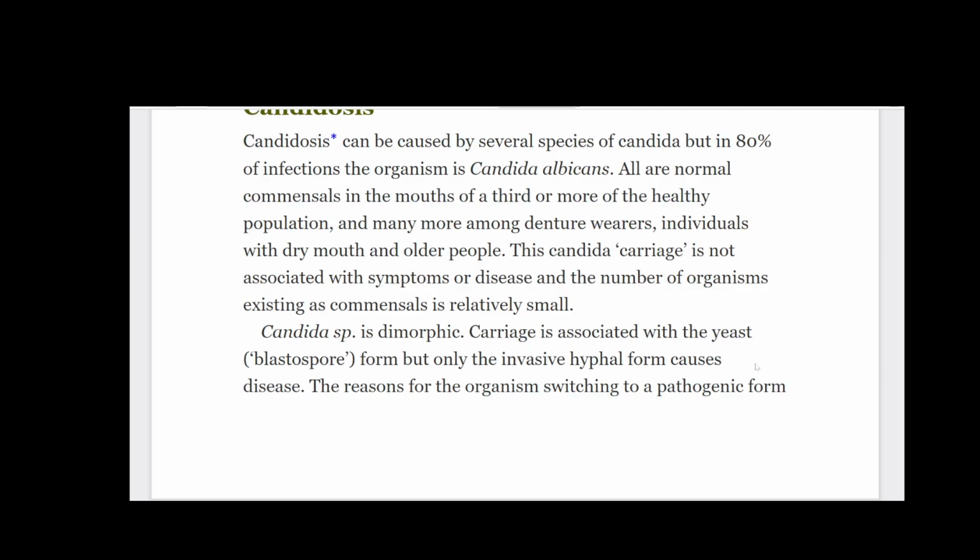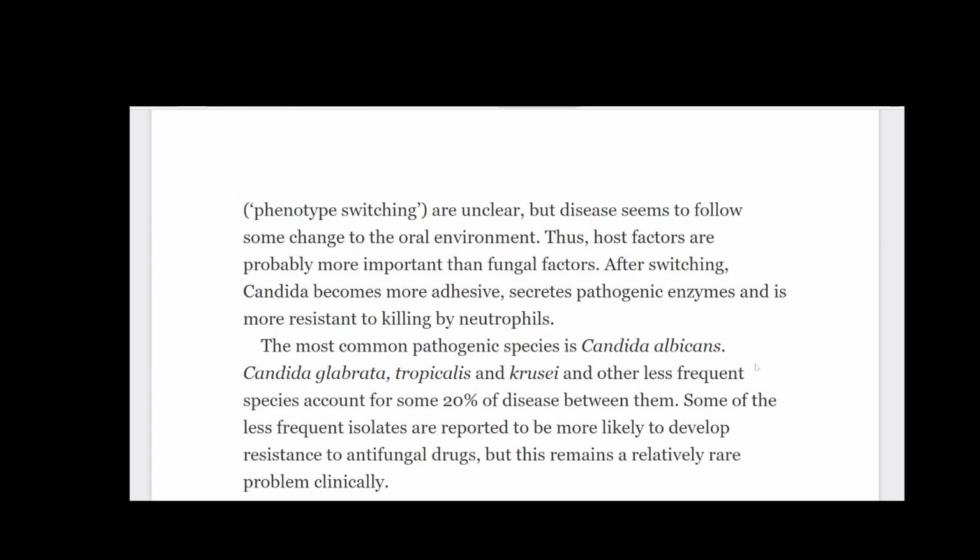The reasons for the organism switching to a pathogenic form, phenotype switching, are unclear, but disease seems to follow some change to the oral environment. Thus, host factors are probably more important than fungal factors. After switching, Candida becomes more adhesive, secretes pathogenic enzymes and is more resistant to killing by neutrophils. The most common pathogenic species is Candida albicans. Candida glabrata, tropicalis and krusei and other less frequent species account for some 20% of disease between them. Some of the less frequent isolates are reported to be more likely to develop resistance to antifungal drugs, but this remains a relatively rare problem clinically.